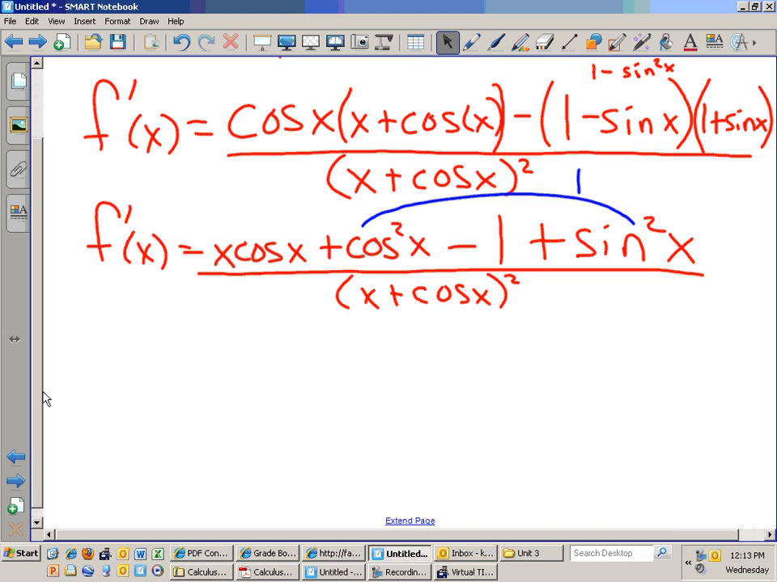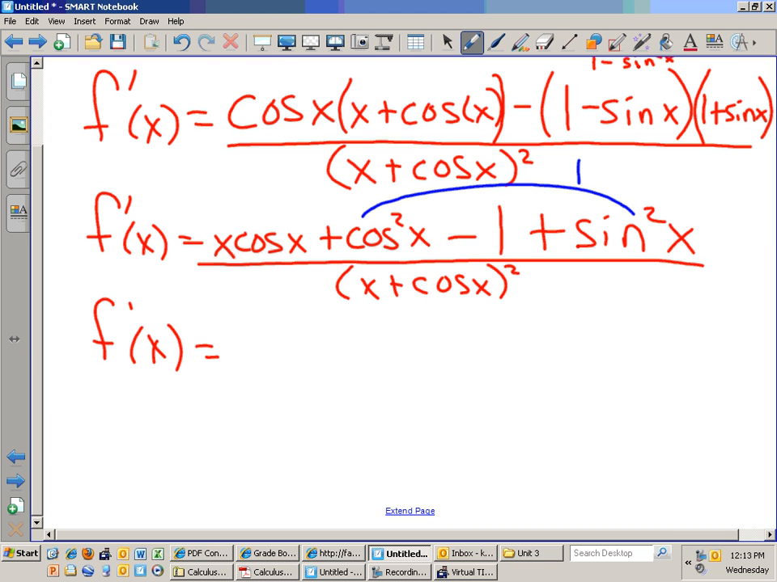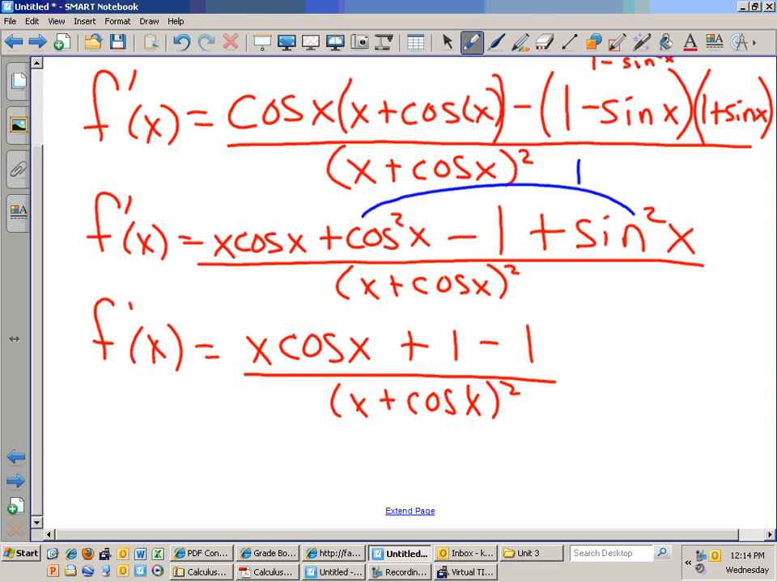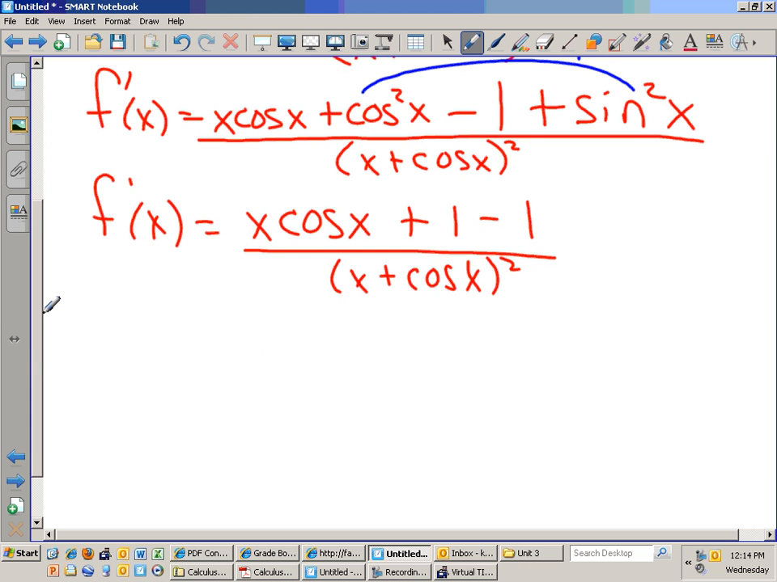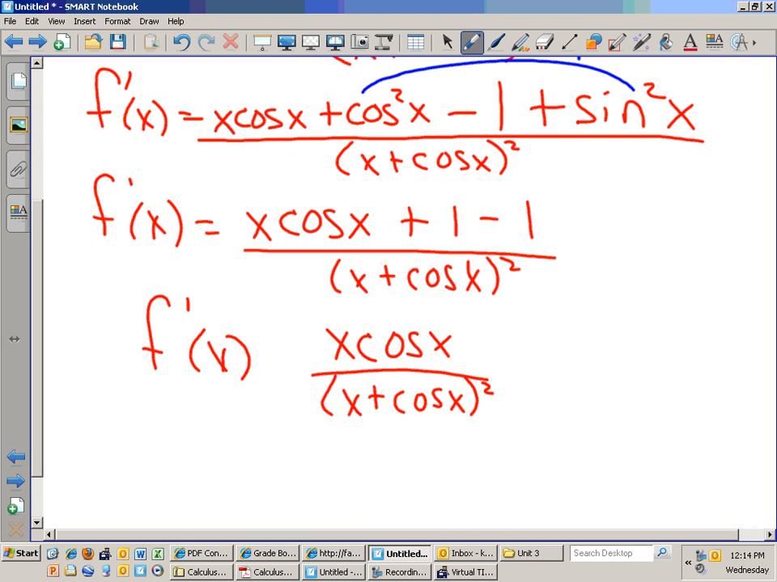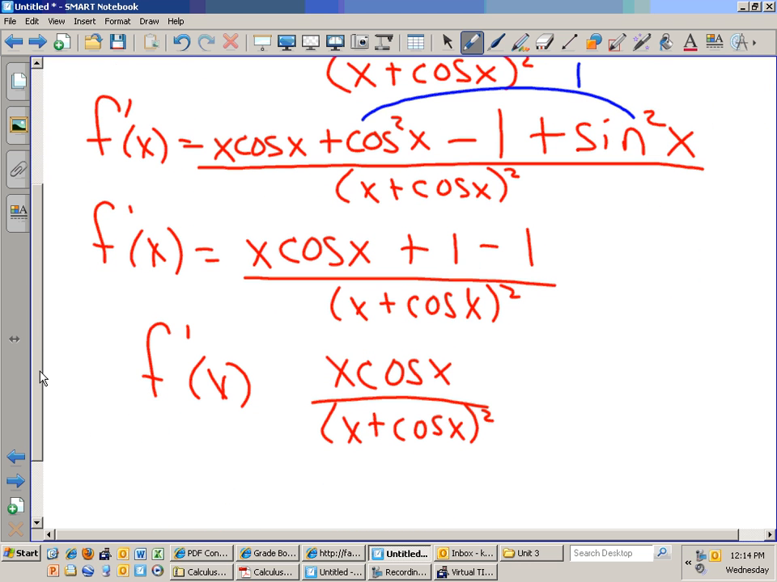So what you end up having is this. F prime of x is x cosine of x plus 1 minus 1 all over x plus cosine of x quantity squared. You like my x? So I recognize that that adds to 1. I now have 1 plus negative 1, which is 0. So my final derivative is x cosine of x all over x plus cosine x quantity squared. So that wasn't too bad, but that would be the content limit of one that I would ask you to be able to do. Maybe extra credit. Any questions on that? Okay, we got 2 examples left.